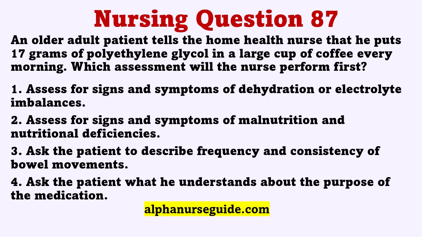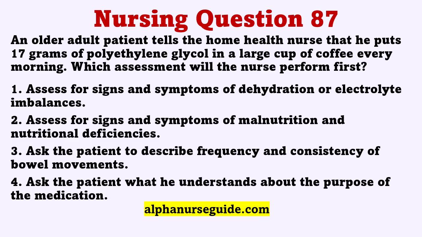The correct answer is 3. Ask the patient to describe frequency and consistency of bowel movements. Rationale. The patient is taking the recommended dose of polyethylene glycol. Polyethylene glycol is used for the treatment of chronic constipation, so the nurse would assess the effect that the medication is having on bowel movements.